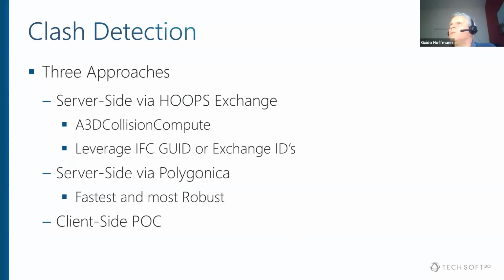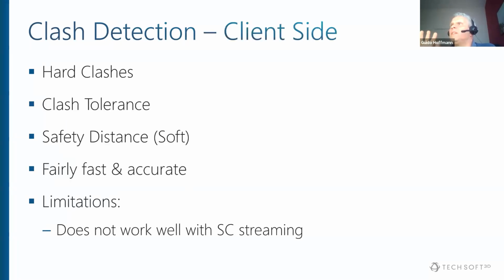So the approaches, the client-side implementation, just to sum it up again: it can find hard clashes, has a tolerance, and you can specify the safety distance. Again, it's fairly accurate and quite fast, especially if we're running on the client.